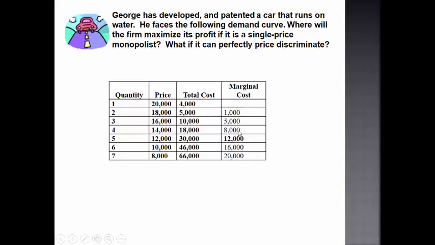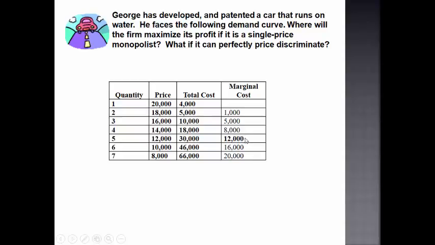And he should sell car number 4 because it costs an additional $8,000 to make car number 4. And George found somebody who was willing to pay $14,000. So George will make money on car number 4 also.